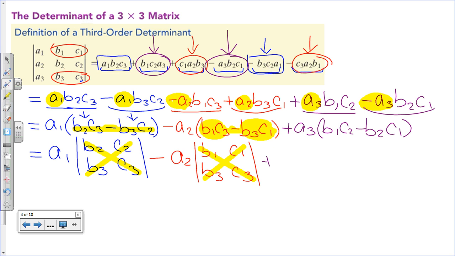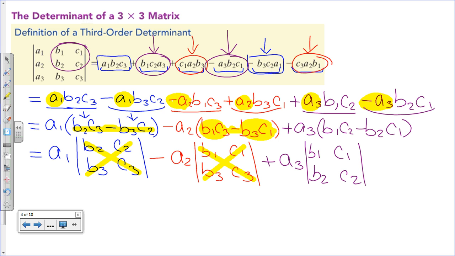Now for the last one, we will have A sub 3 times another 2 by 2 determinant. And that is the one that will come from here: B sub 1, B sub 2, C sub 1, C sub 2. That determinant will be obtained by multiplying B sub 1 times C sub 2, that's what we have here, and then subtracting B sub 2 times C sub 1. And so that would be the formula for finding the determinant of a 3 by 3 matrix.